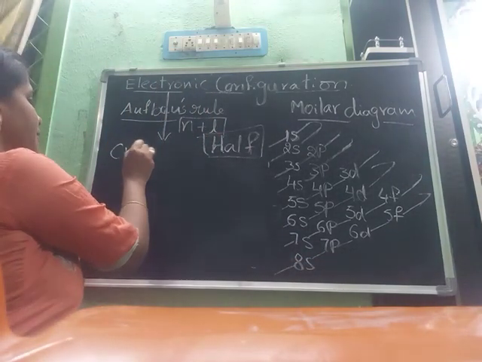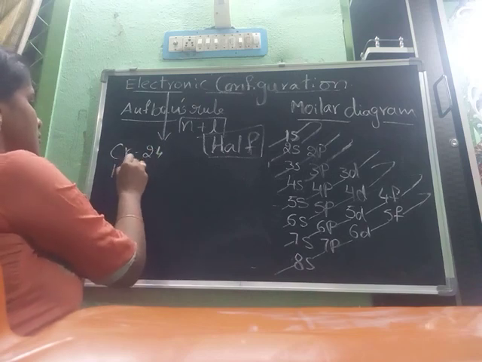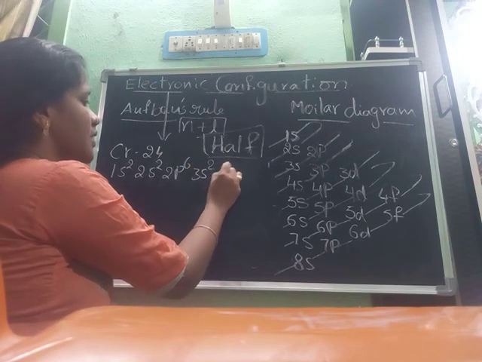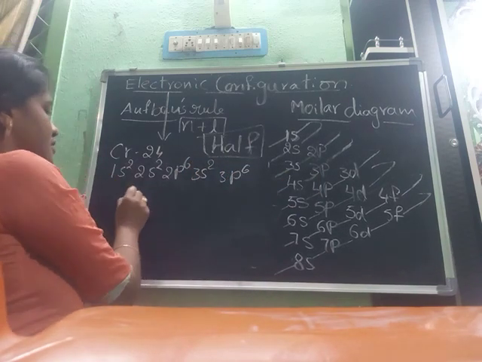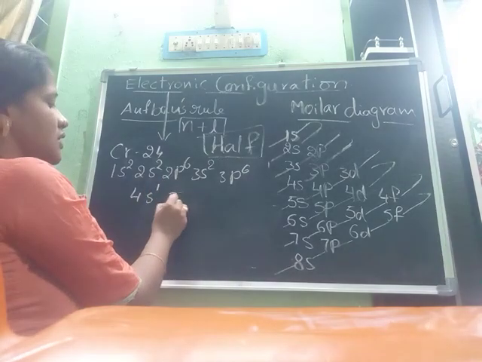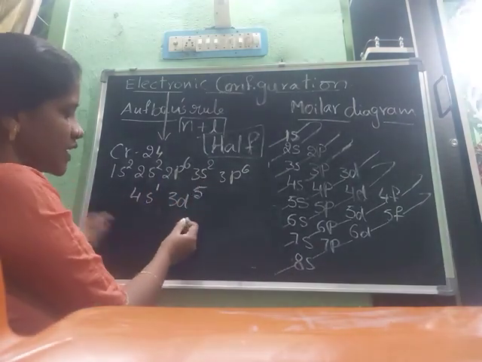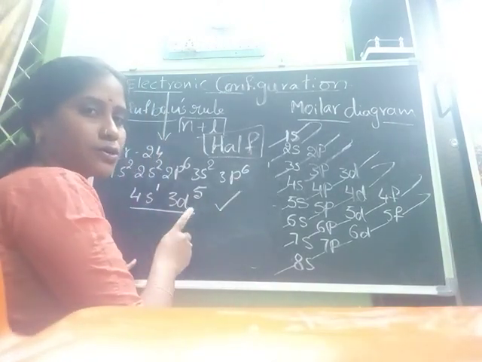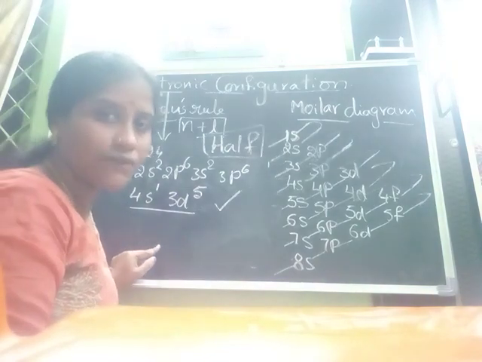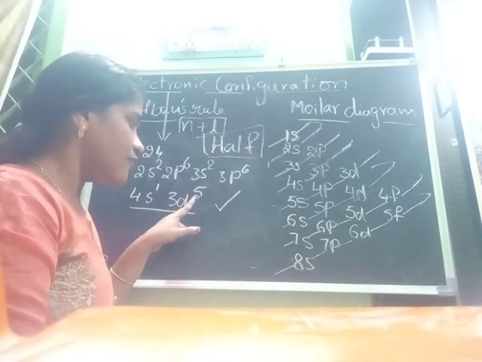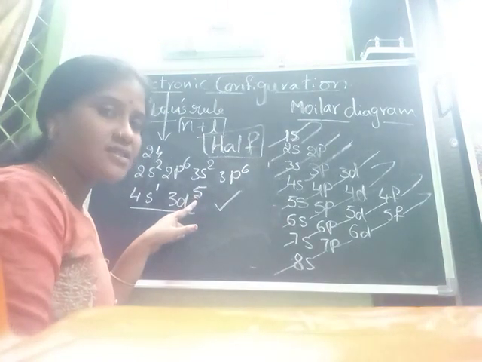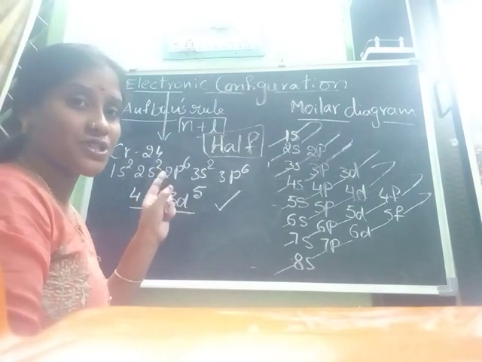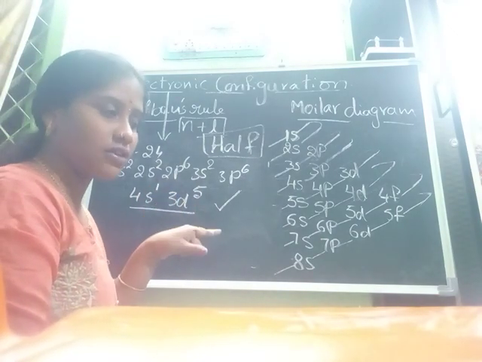See, chromium 24, 1s2, 2s2, 2p6, 3s2, 3p6. Next, 4s1, 3d5. This is the correct electronic configuration of chromium, because in the d shell, 5 electrons should be half filled to get stability. Half filled means d contains 5. Okay, so this is chromium. This is the exceptional case in the electronic configuration.